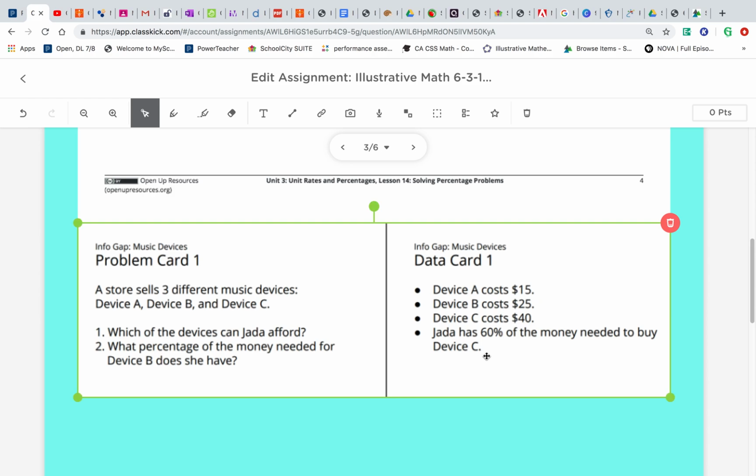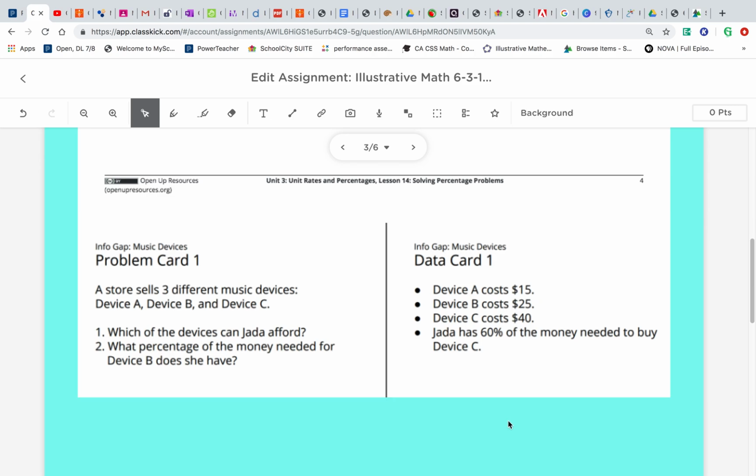Oh, well, how many dollars is that? Does that mean she has $60? Well, no, definitely not. It does not mean that at all. It's 60% of the money needed to buy device C. Well, how much does device C cost? Device C costs $40. So what that means is that she has 60% of 40. And we have to figure out what that is. What is 60% of 40?